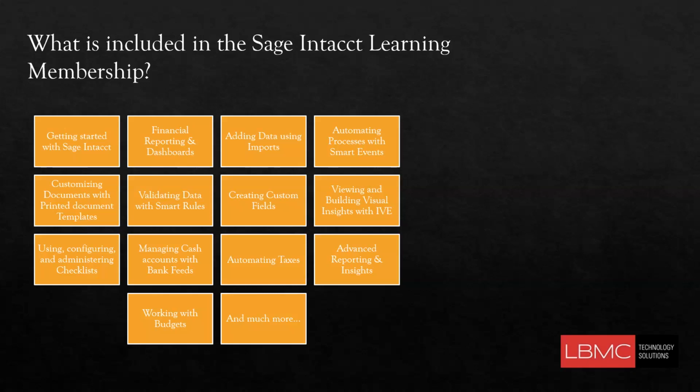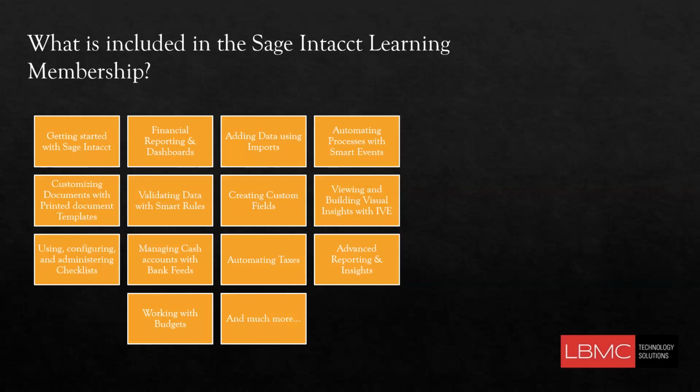Some of those that are really nice are the advanced reporting and insights. This isn't all of them, but I put some of the best up here that people really like and that we have found really helpful. Automating taxes is good if you're working with taxes. Managing cash accounts with your bank feeds, getting all of that set up and really working the way it should. They're adding a lot of AI to the bank feeds, so that things can automatically create journal entries or different types of transactions you might need the system to automatically create. If you're not familiar with how to do that, that's a great training course.